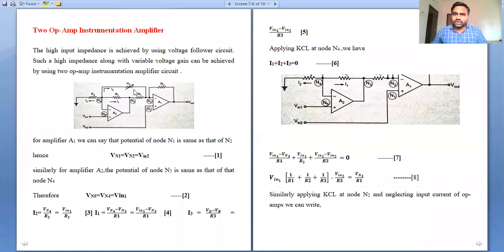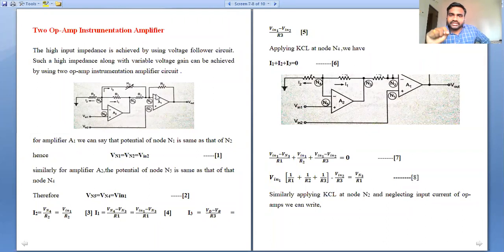We created a particular voltage gain where the gain value is finite and good, but here we are creating a variable voltage gain. That means depending upon the particular application, we can create a specific variable voltage gain.